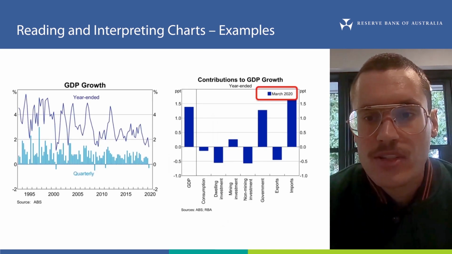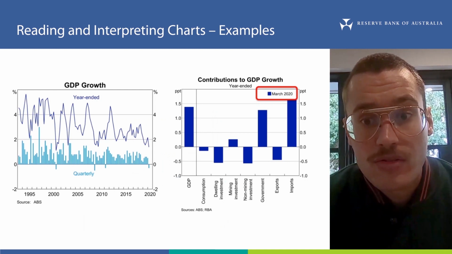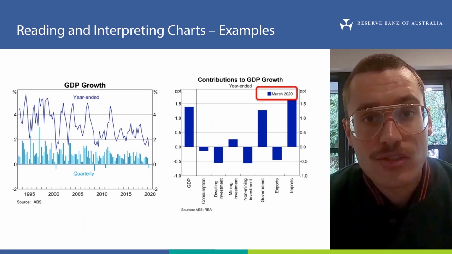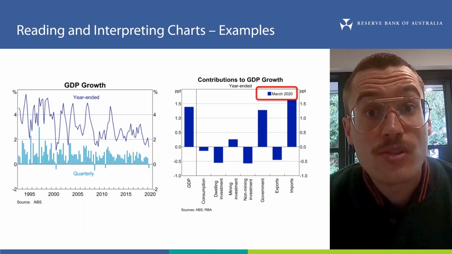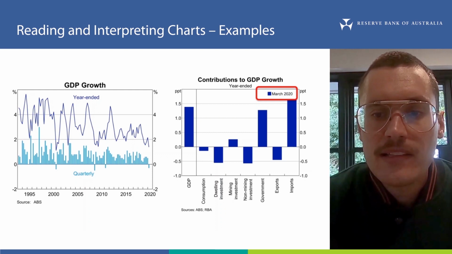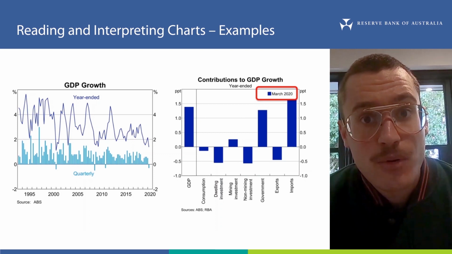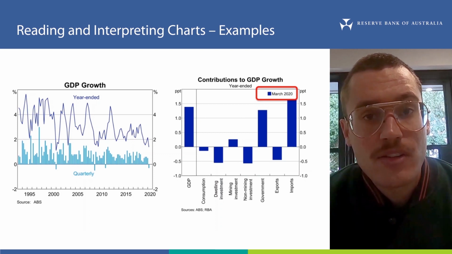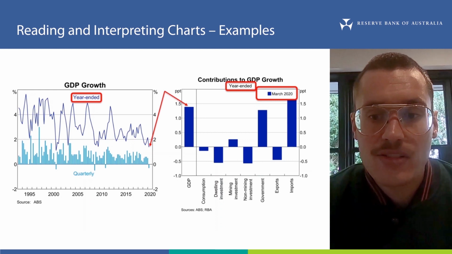So if we put them next to each other there, on the right hand side, the observation for GDP on our contributions chart is as at March 2020. We can tell that from the legend, which I've put a red box around. This is the same as the last data point from our time series of year-ended GDP growth on the left-hand chart.